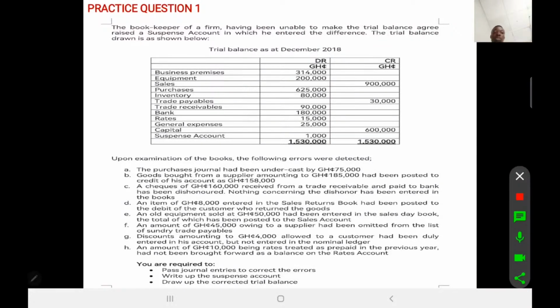So the double entry rule is saying that if a customer returned goods, then he's the one giving, so you're going to what? Credit that customer. That is the rule. But here is the case where instead of crediting the customer, the accountant actually debited the customer as if the customer has received goods from the business. So that is the error that they made.